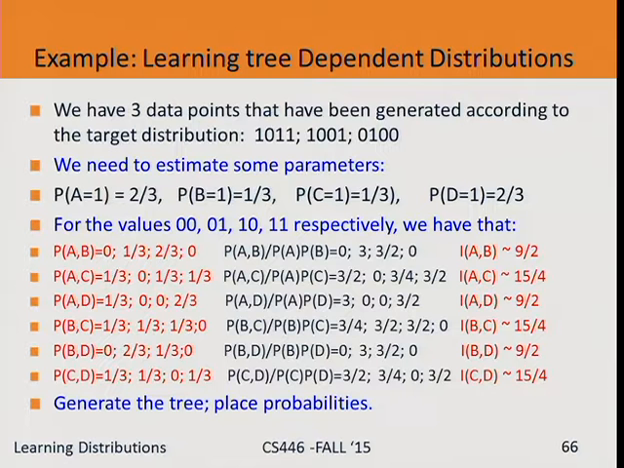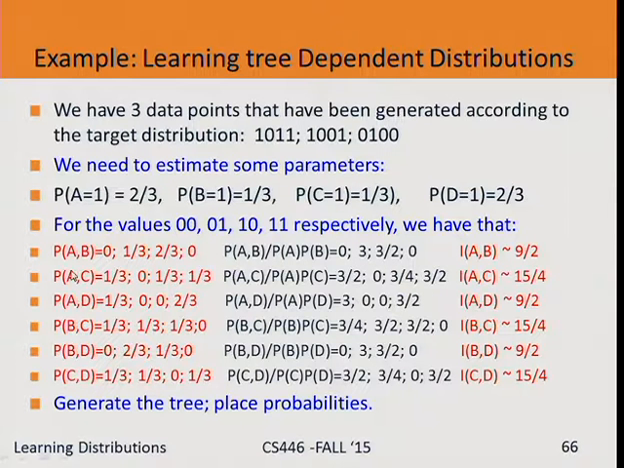P of A, I claim, is 2/3. You agree? Three data points, 2/3 is P of A. P of B is 1/3, P of C is 1/3, P of D is also 2/3. 1, 1, and 0. Okay? So I have this. I have to find parameters for each pair of variables. Okay? So for each pair, look at AB at the top here.